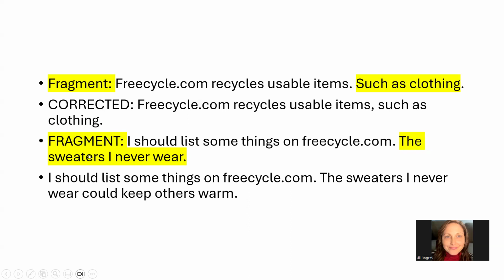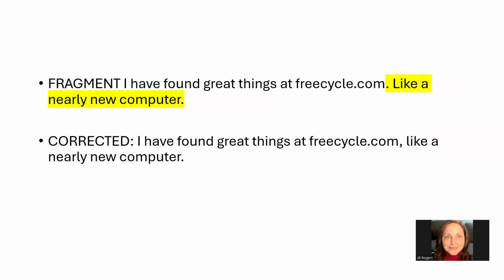So that's the problem here, because this I never wear is not the subject and the verb of the sentence. It's just modifying sweaters. So sometimes people get confused because, like, I have a subject, I have a verb, but it doesn't make sense because this is modifying sweaters, and sweaters is the subject. So we need to have a verb and a complete thought about sweaters. So one way to fix it is: I should list some things on freecycle.com. The sweaters I never wear could keep others warm. That's a complete thought. That's nice. Or you could say, for example, the sweaters I never wear. Okay. That's okay too. Or including. Both would be fine, the way to fix it.